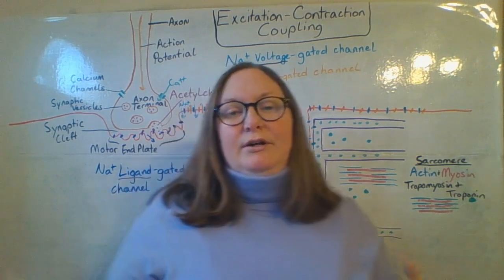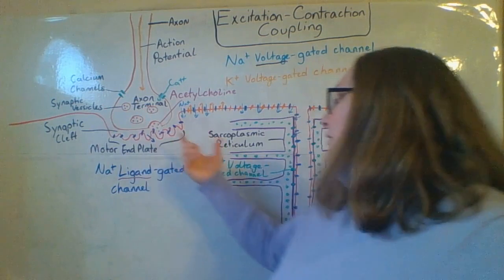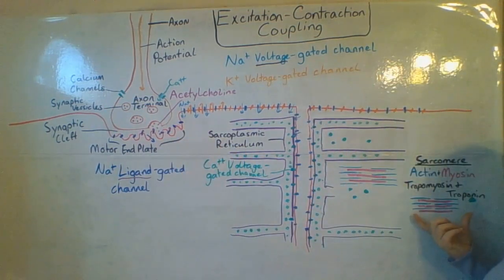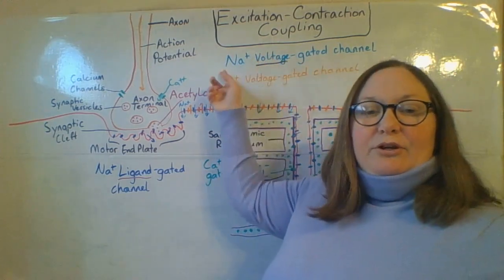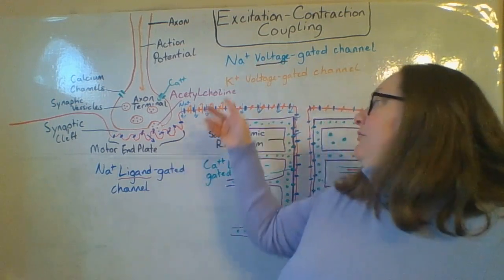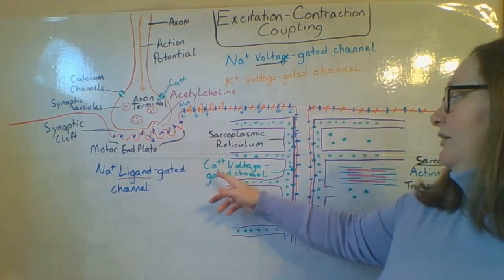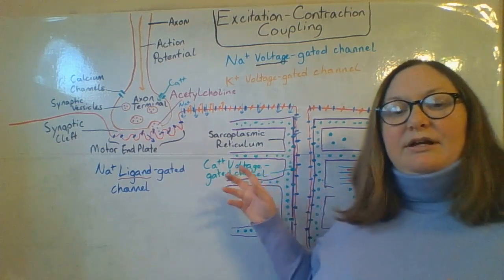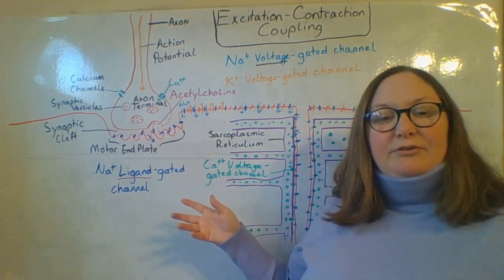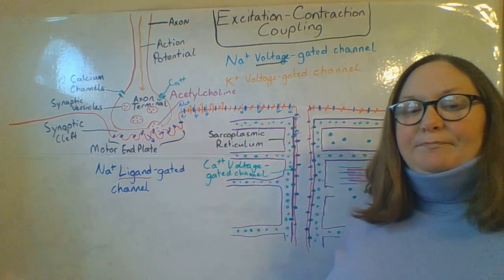So the whole goal here is to get from the axon, the message in the nerve, to the sarcomere, the contractile unit. And we cannot do that without voltage-gated channels. We have voltage-gated sodium channels that depolarize the membrane. We have voltage-gated potassium channels that repolarize. We have voltage-gated calcium channels that are in the sarcoplasmic reticulum and respond to a membrane depolarization in the T-tubule.